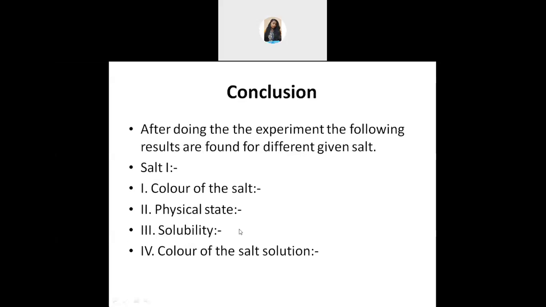After performing the experiment, in the conclusion part, you have to write down for salt number 1, because more salts will be provided: the color of the salt you found. Next, physical state, what physical state you found, crystalline or amorphous. Next, solubility, in which solvent the salt is dissolved. Next, color of the salt solution. After dissolving the salt, what color you found for that solution, you have to write down that color.